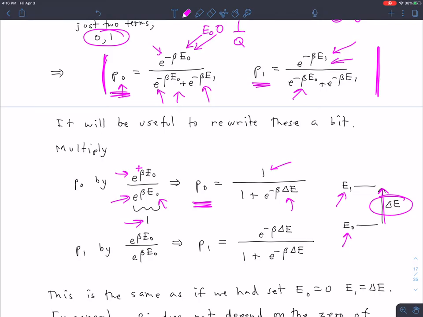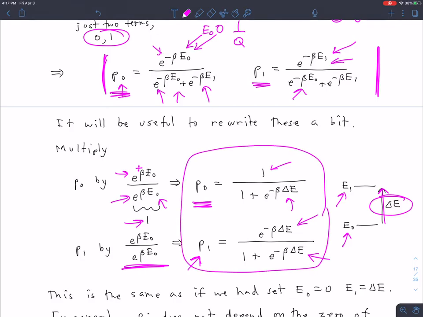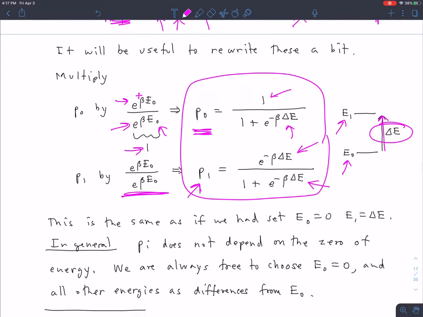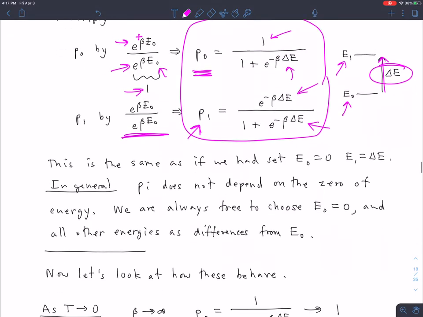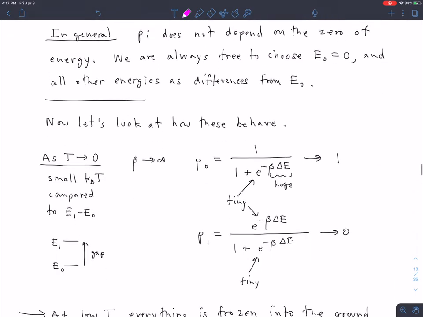And the same thing turns out to be true if I do the same trick on the probability for state 1, and you get e to the minus beta delta E over 1 plus e to the minus beta delta E. All right, so those are our two formulas that we're now going to use. Let's plug some values in and see what we get. Let's first of all look at what those two probabilities are as T goes to 0.